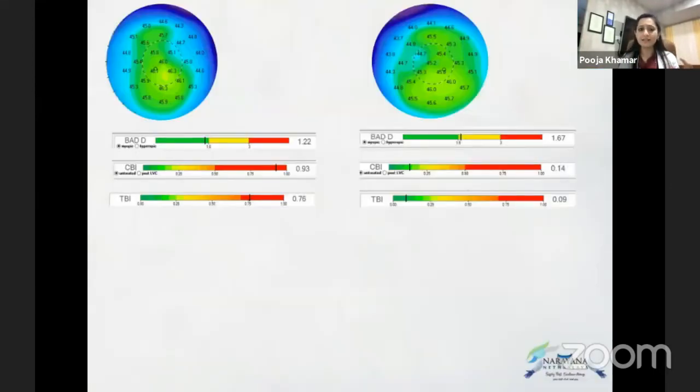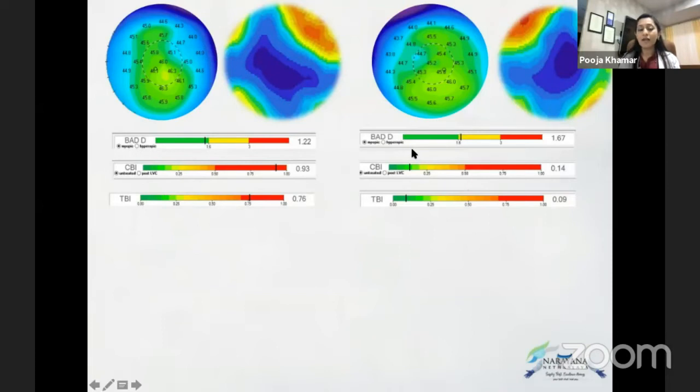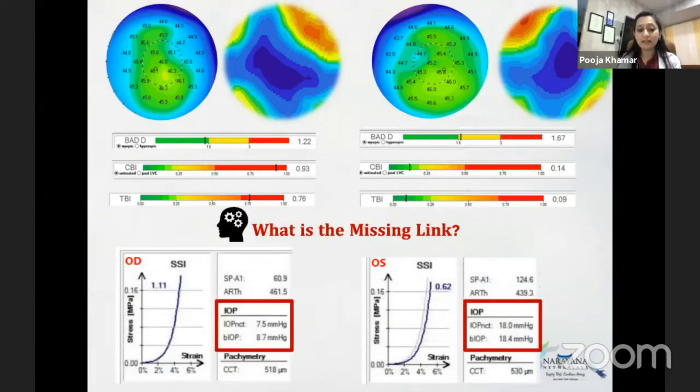The second case: in one eye CBI is abnormal and BAD-D is normal, and the other eye CBI is absolutely normal. I'll go into the PS-OCT. This is how the PS-OCT looks. If you can see here, it's completely normal. It's a denser blue area here. So what are we missing? What is the missing link here?